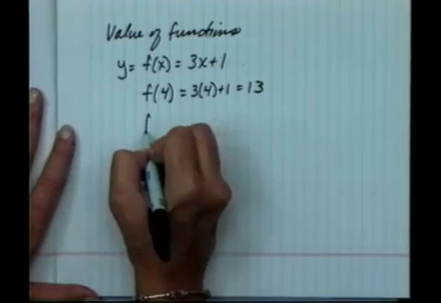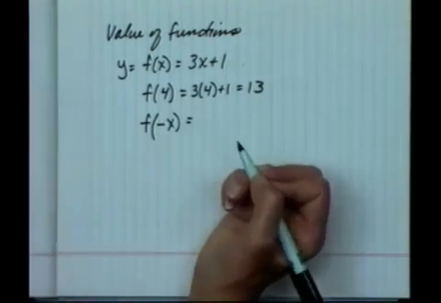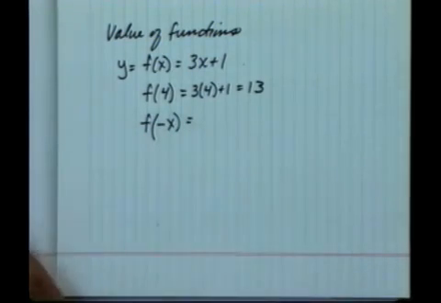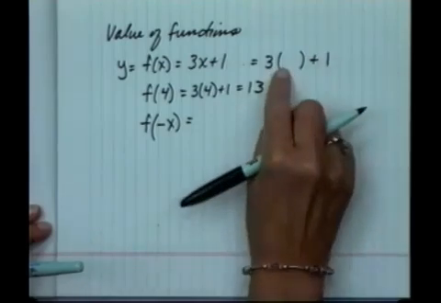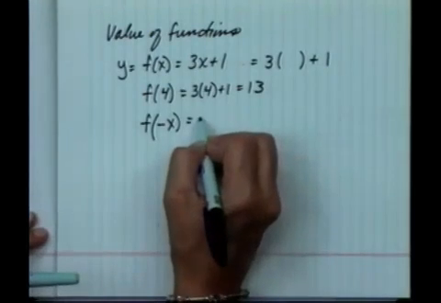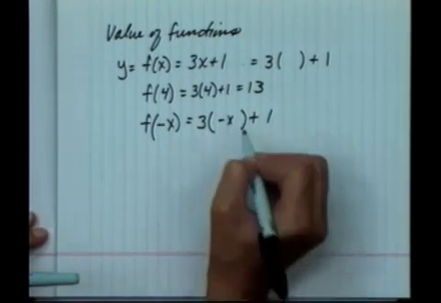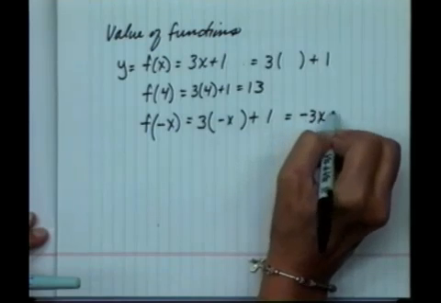Okay, suppose I want to know the value of the function at minus x. How do you deal with that? Okay, so basically, wherever the x is in the original problem, you just put a parenthesis and you're going to put that number in, correct? So we will have 3, and then we'll have the parentheses plus 1, and we're evaluating at a minus x. So this simplifies to minus 3x plus 1.